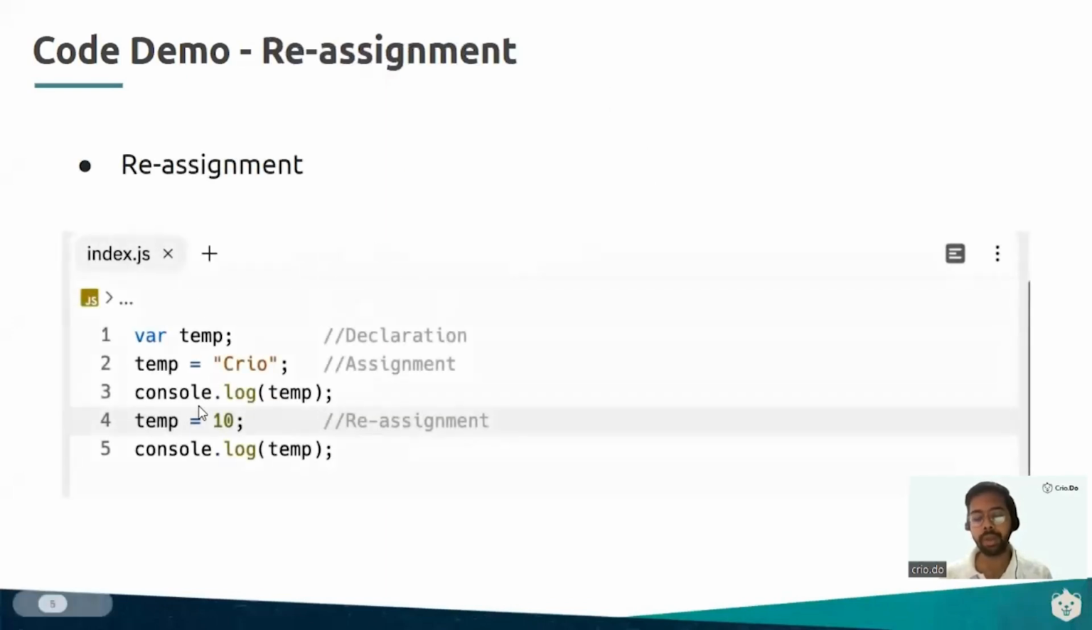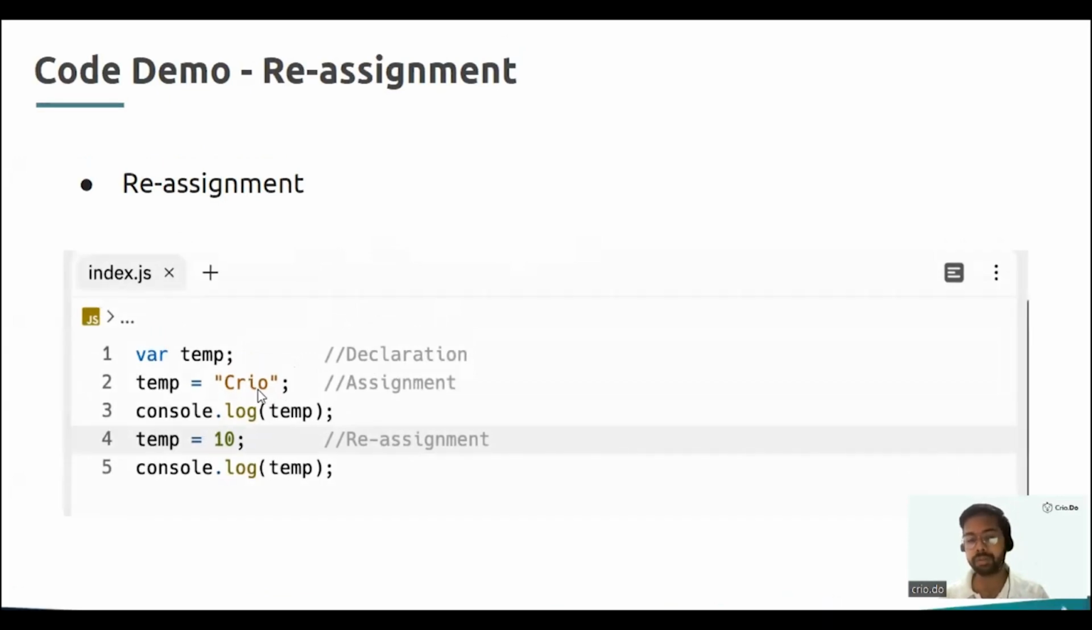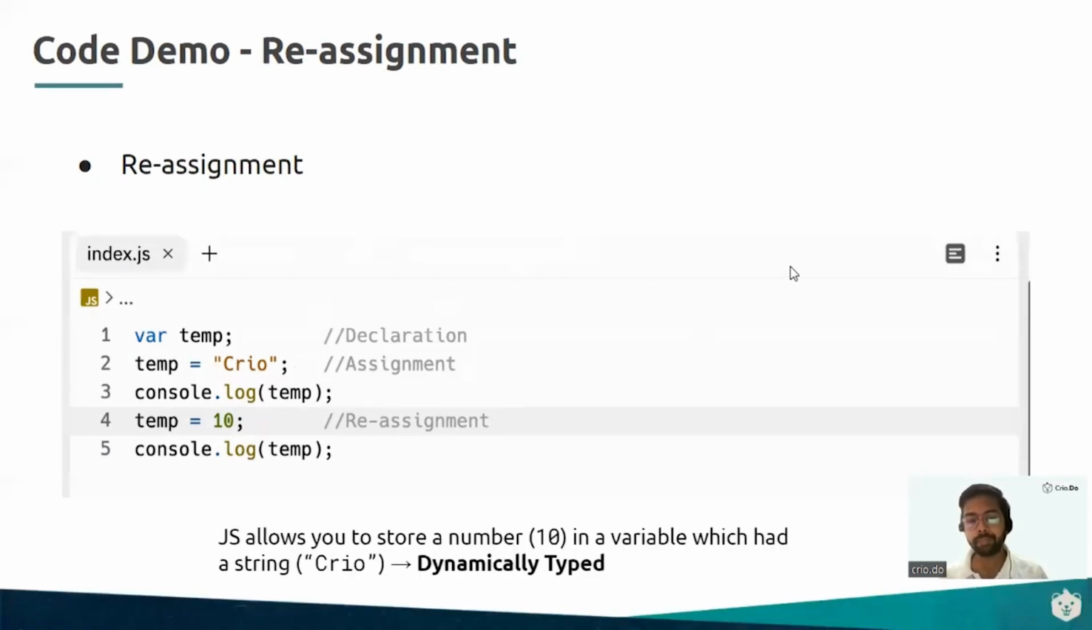You can update the value of a variable to some other value. The good thing to notice over here is that if you have declared an initial value of a variable to be a string, it is not necessary that you have to update it to a string only. You can change the data type as well while changing the value. As you can see in this example, temp has now been updated to 10. So previously it was a string, but now it is a number. So that is the reason we say that JavaScript is a dynamically typed language.